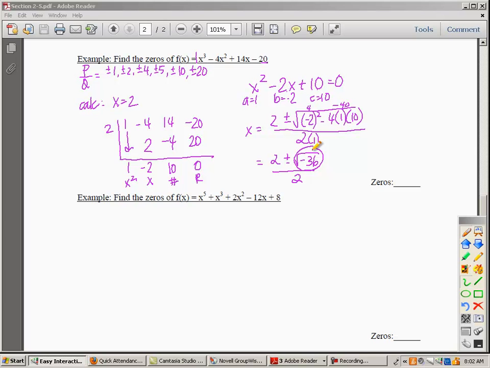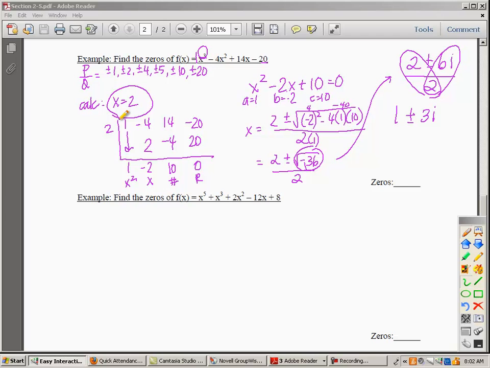The square root of 36 is 6, and because there's a negative, that means i. So I'm going to move this up here. 2 plus or minus 6i all over 2. And now you can divide by 2. You get 1 plus or minus 3i. Okay, so if I go back up to my degree, I should have 3 solutions. Well, 1 I got from my calculator, so 2 is one of them. And the other 2 came from solving, so I have a 1 plus 3i, and a 1 minus 3i. Okay, so there are 3 zeros.